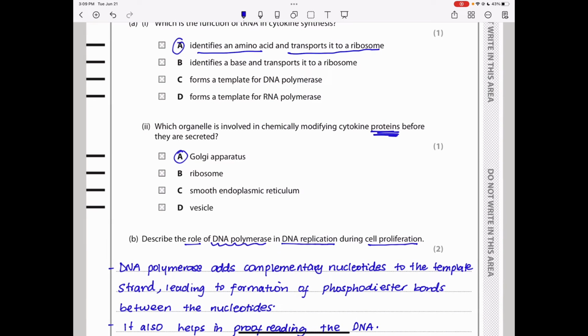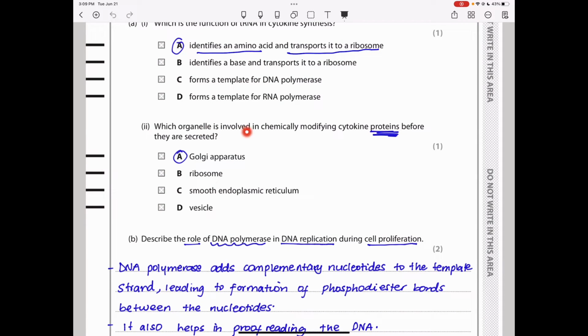Then the next part says, which organelle is involved in chemically modifying cytokine proteins before they are secreted? Modification of proteins is carried out in the Golgi apparatus before they are secreted. Vesicles do not modify. Smooth endoplasmic reticulum is usually involved with lipids. The ribosomes, no, these are for making proteins, so it should be the Golgi apparatus.